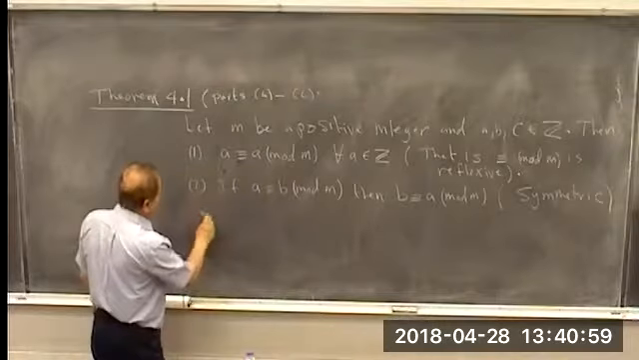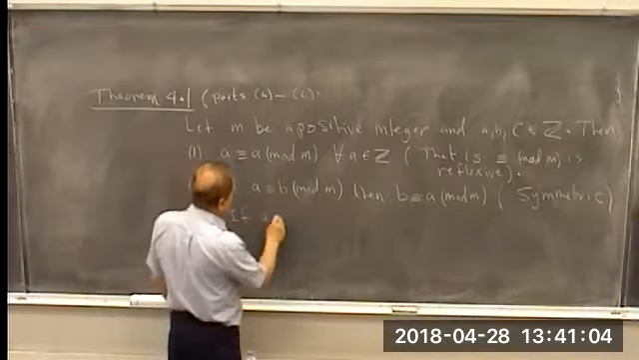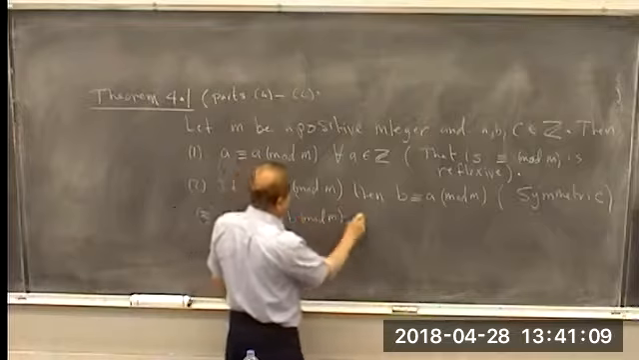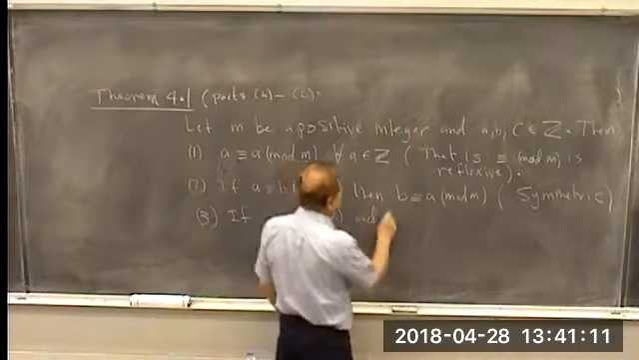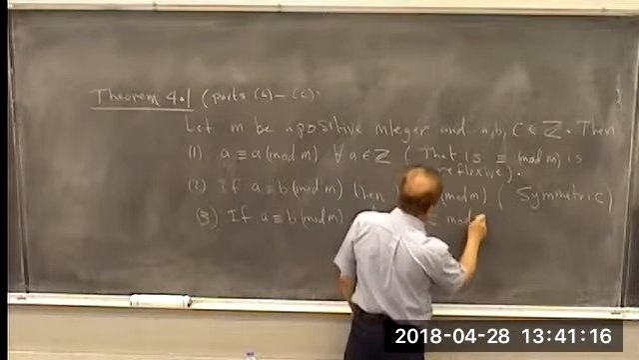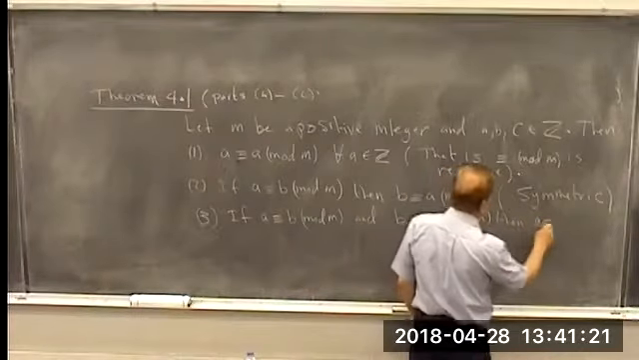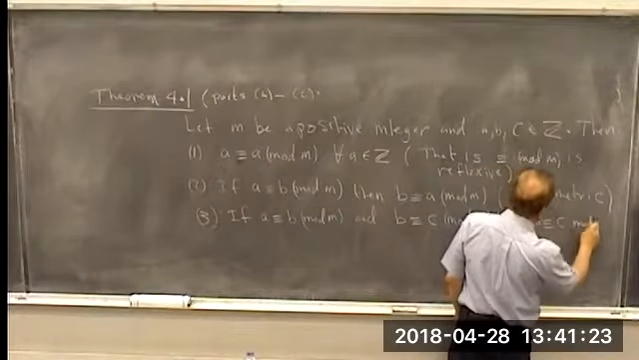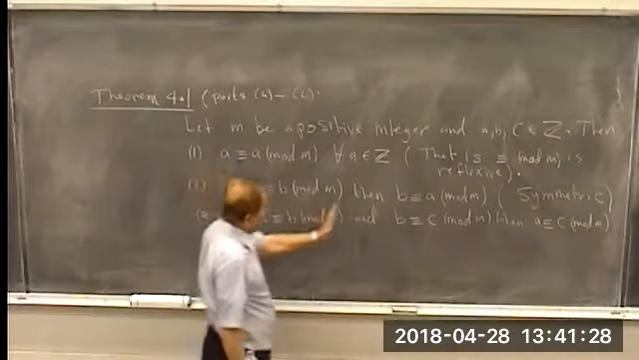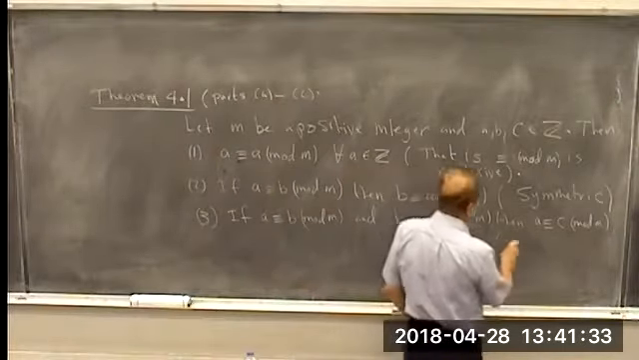And the third one says that if A is congruent to B mod M and B is congruent to C mod M, then A is congruent to C mod M. So from A to B and B to C, we can go all the way from A to C. We call this property that the congruence relation is transitive.